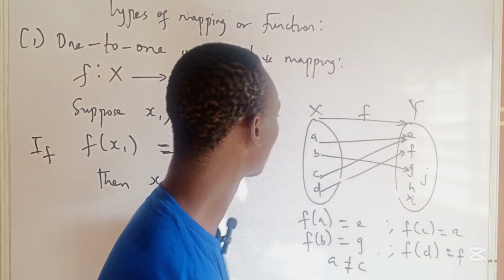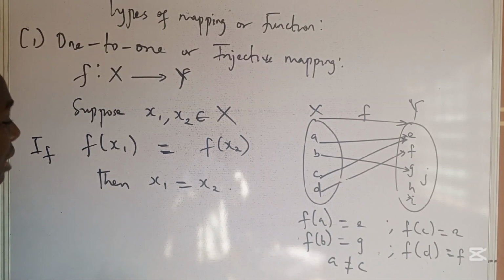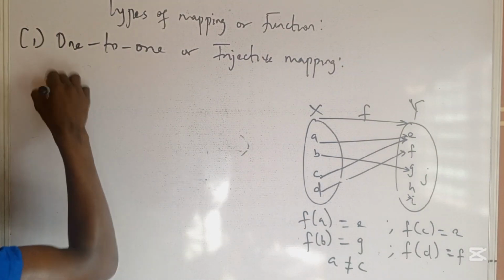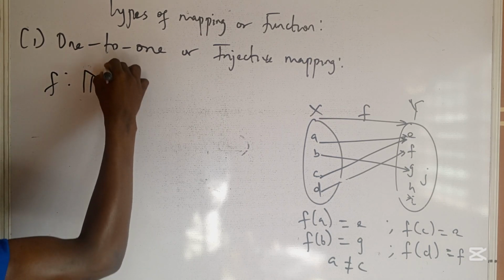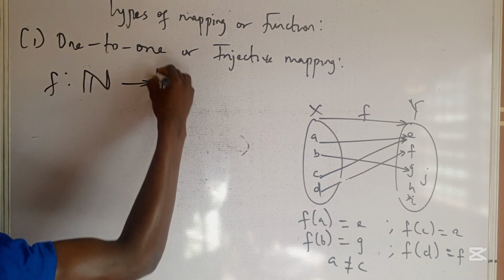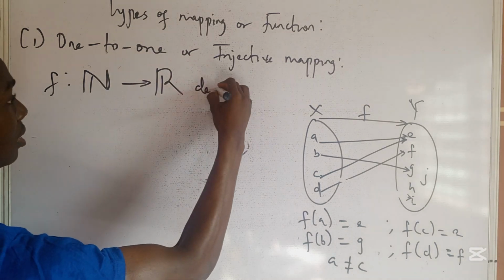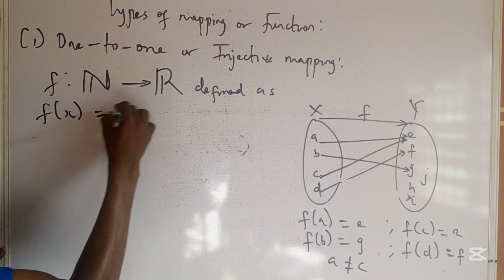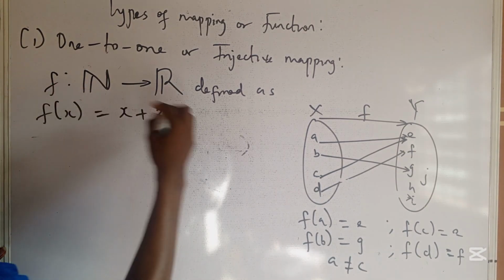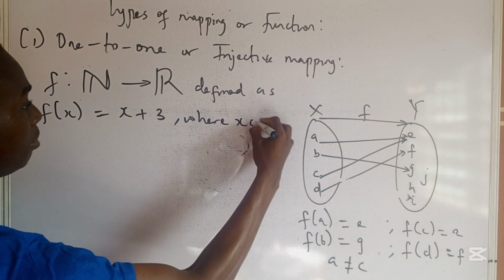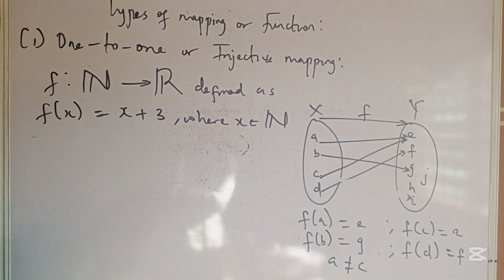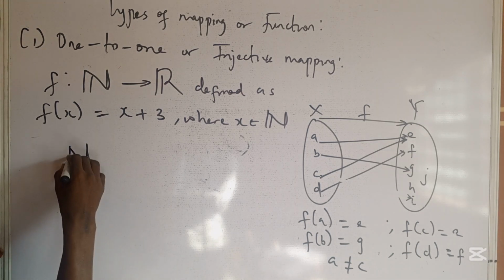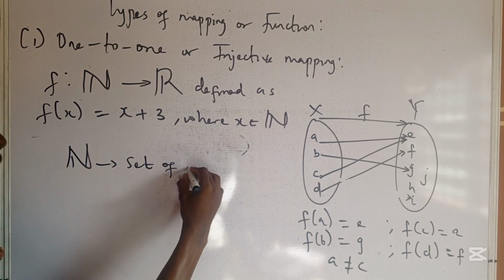Let us have another case. That was just a diagram, so let's have a real question. Let's say a function from natural numbers to real numbers defined as f of x equals x plus 3, where x is an element of natural numbers. I'm sure many of us will notice that I wrote something like this: this N with a slash means the set of natural numbers.